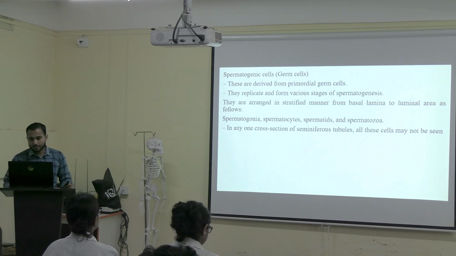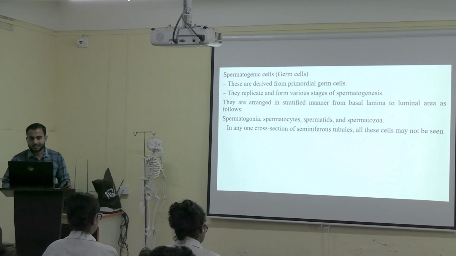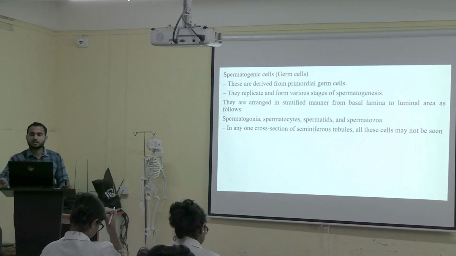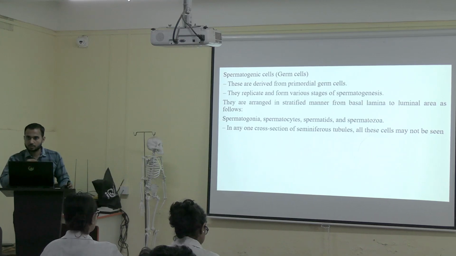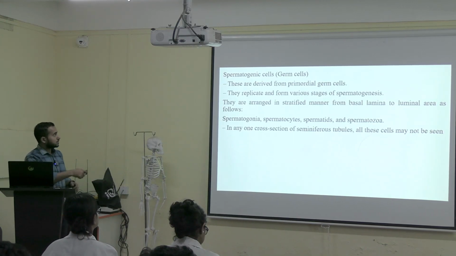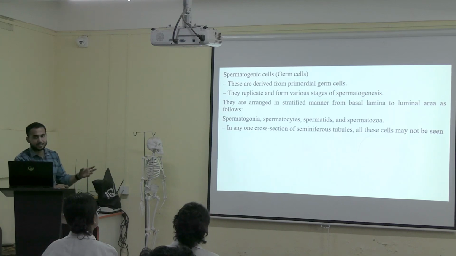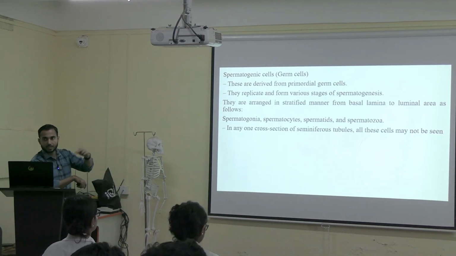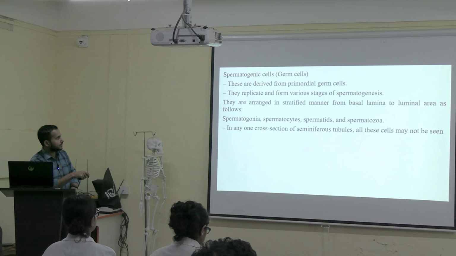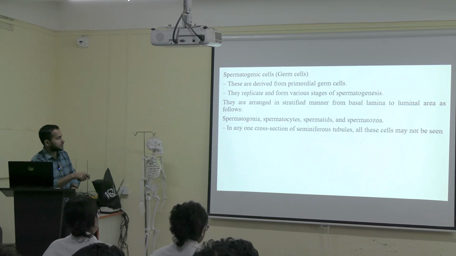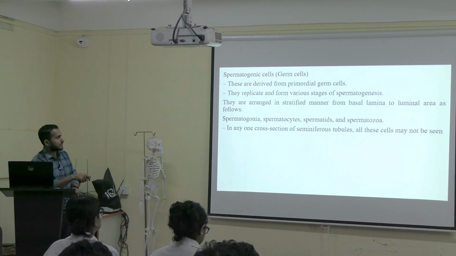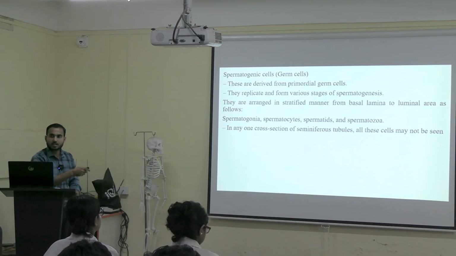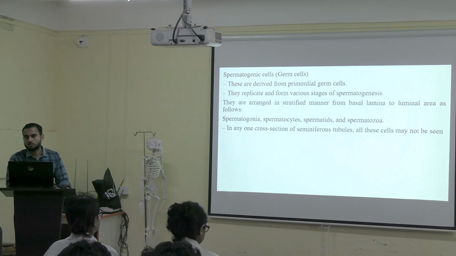Now, another important point about the spermatogonic cells that you also have to understand, especially whenever you are looking at the histology of the seminiferous tubule under high magnification. How exactly are these cells arranged? You can see they are arranged in a stratified manner from the basal lamina to the luminal area. First we get spermatogonia, or spermatogonic cells, then spermatocytes, primary and secondary, then spermatids, and then spermatozoa. This is how they are arranged inside the seminiferous tubule.